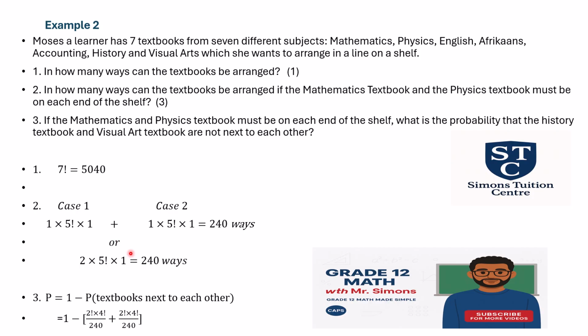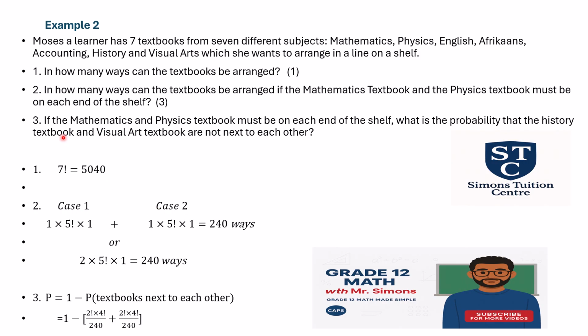Or we could have gone straight. There's 2 books for the start, right? Times 5 factorial for the middle, times 1 book for the end, which gives me 240 ways. Right, so hope you follow. So as I said, we don't know if maths or physics must come first, so therefore I have 2 cases.